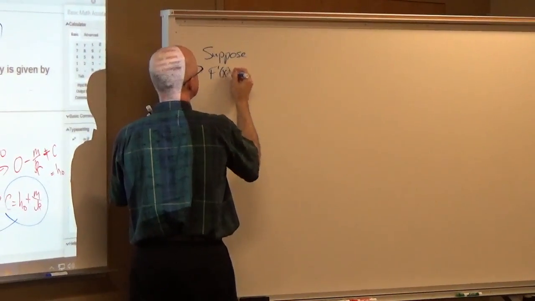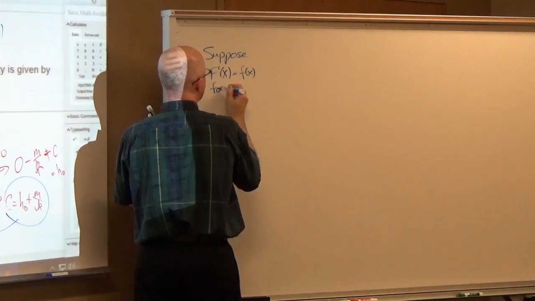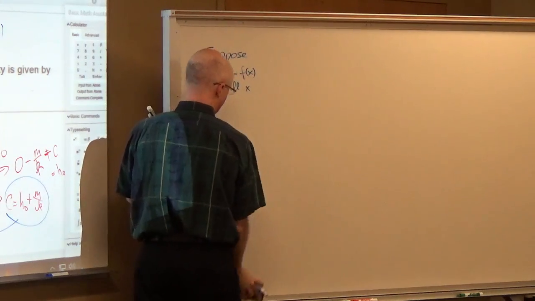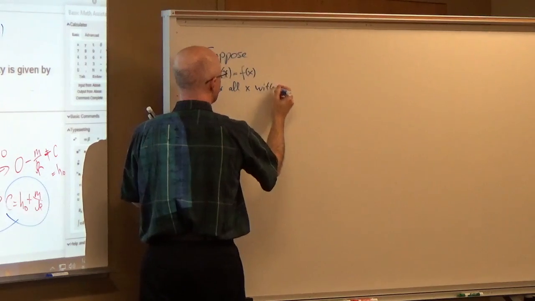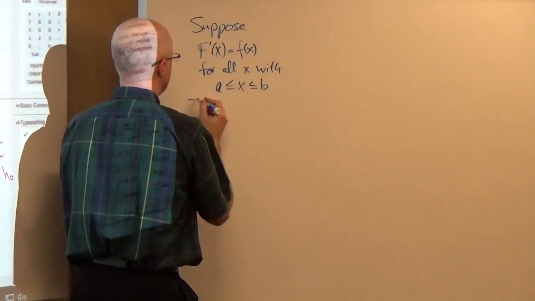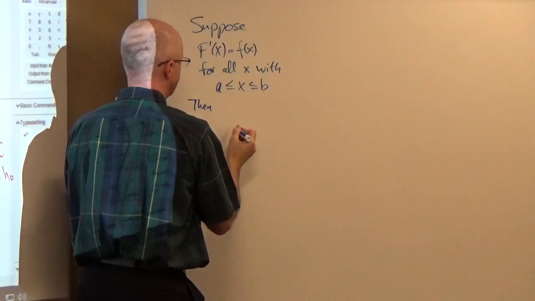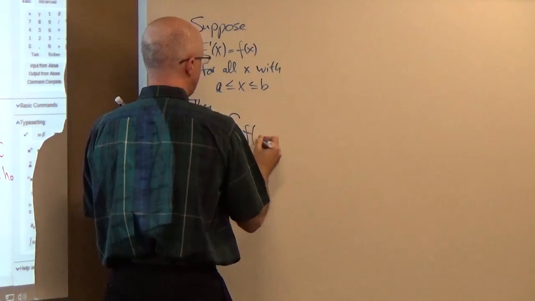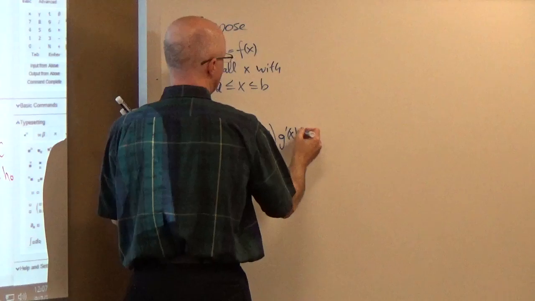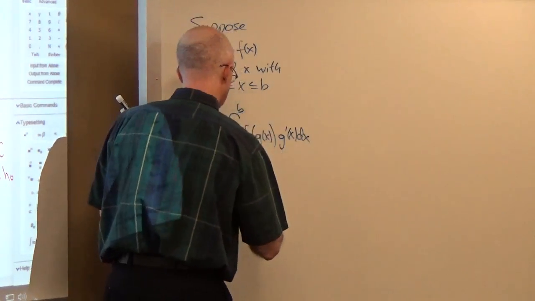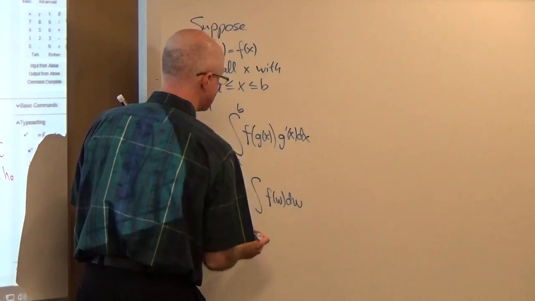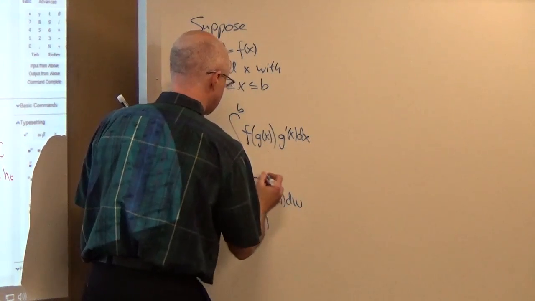Suppose capital F prime of x is little f of x for all x in the interval between a and b. Then the integral of little f of g of x times g prime of x as x goes from a to b is the same as the integral of little f of w as w goes from g of a to g of b.